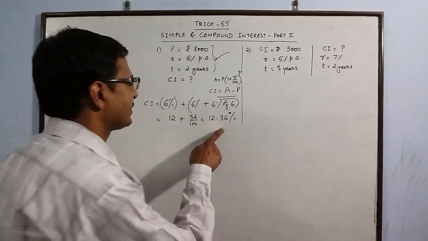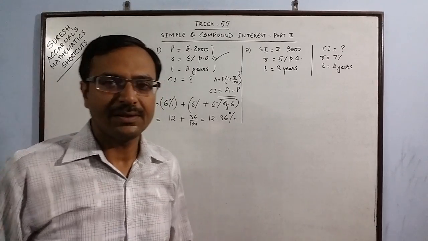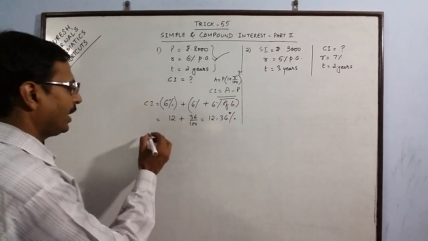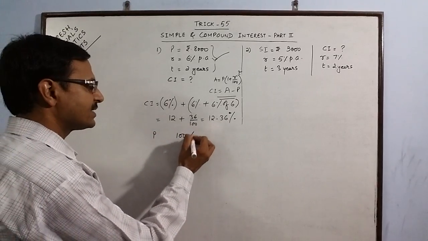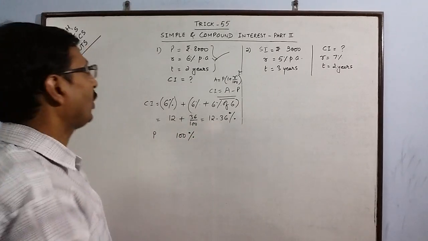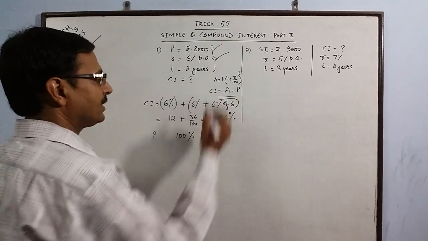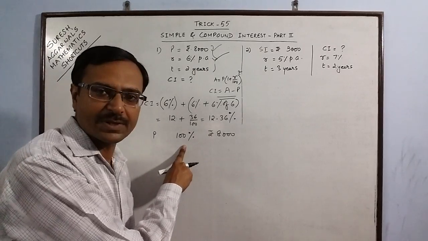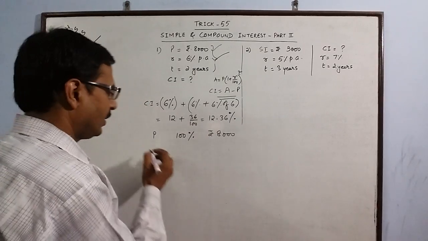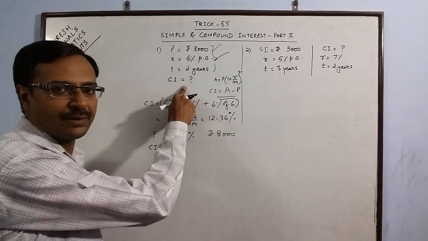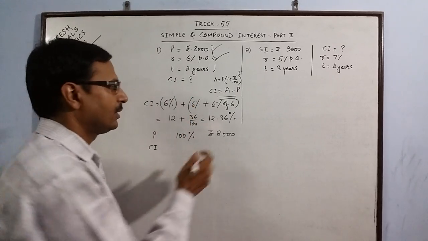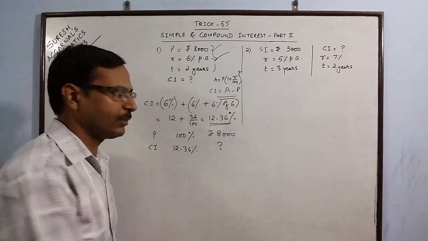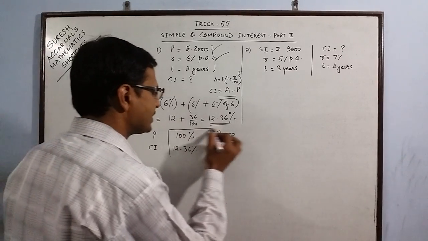That's all. This much is enough. If you can arrive at this total compound interest, then the things which we have to do later on become very easy. Now I told you one more thing: the principal we always consider as 100%, and the principal is given here as rupees 8,000. So whatever we have to calculate, we write here. The total compound interest is 12.36%, and now we have to calculate this compound interest on rupees 8,000.